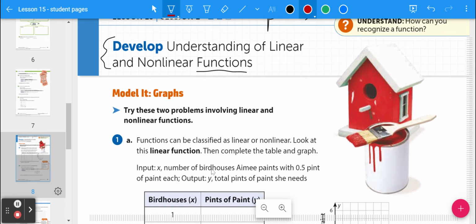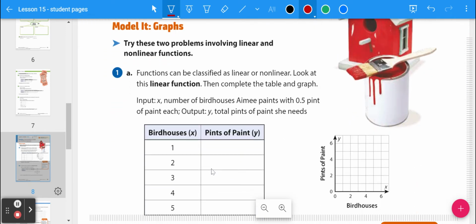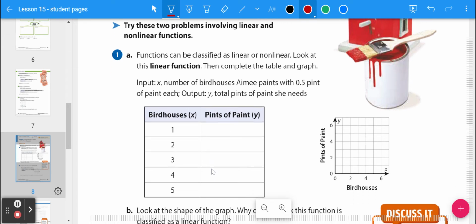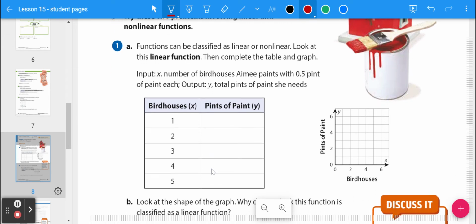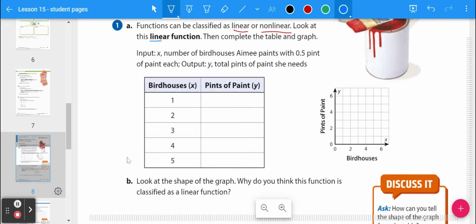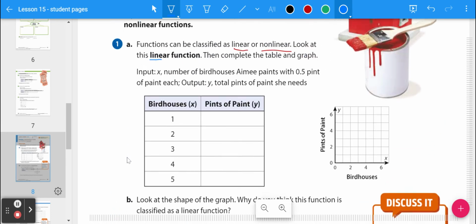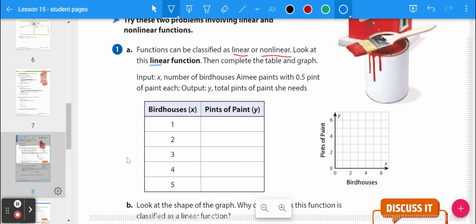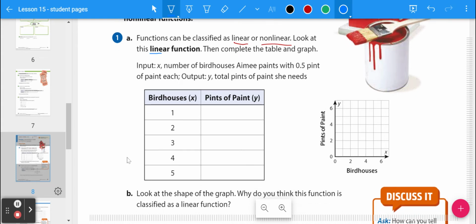So what I want to talk about today then is linear functions, which is nothing new because we did a whole unit on linear equations. So let's look at the examples on page 353. Number 1 says functions can be classified as linear or nonlinear. Look at a linear function. We've talked about what the word linear means. It has that root word line in it. So a linear function is something that graphs a line. It has a constant rate of change, as we used in the last unit.